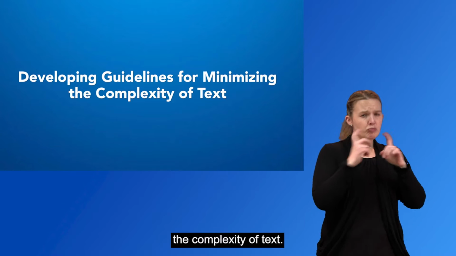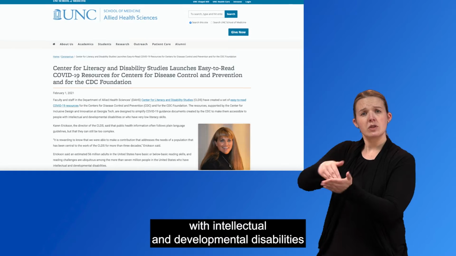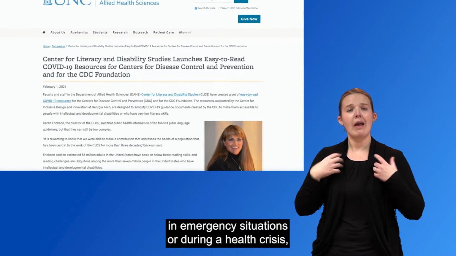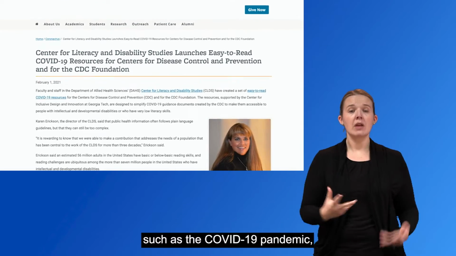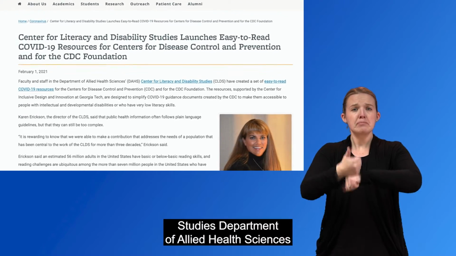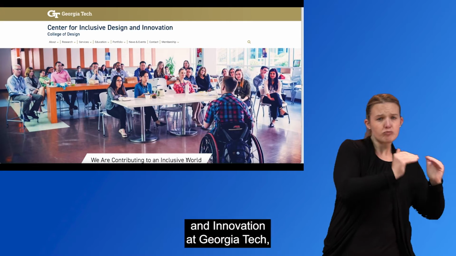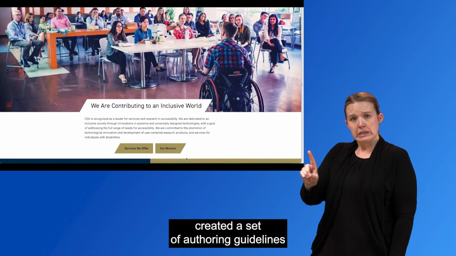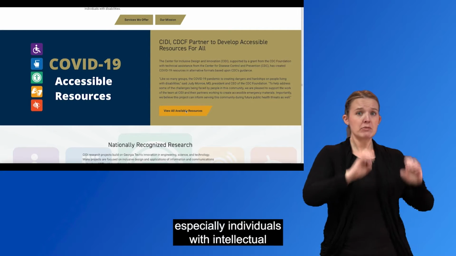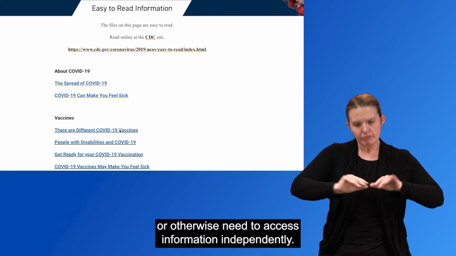Developing guidelines for minimizing the complexity of text. To address the literacy needs of people with intellectual and developmental disabilities who need to independently access information in emergency situations or during a health crisis, such as the COVID-19 pandemic, researchers at the Center for Literacy and Disability Studies, Department of Allied Health Sciences at UNC, in partnership with Center for Inclusive Design and Innovation at Georgia Tech, created a set of authoring guidelines that addresses the needs of adults with very low literacy skills, especially individuals with intellectual and developmental disabilities who live independently or otherwise need to access information independently.